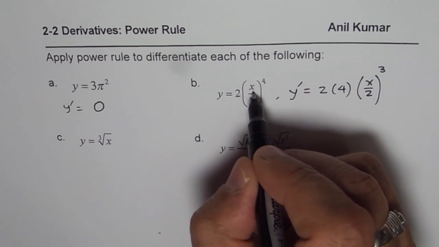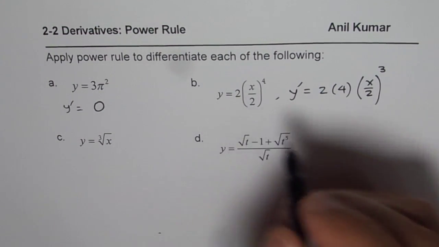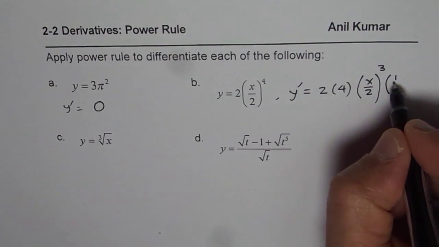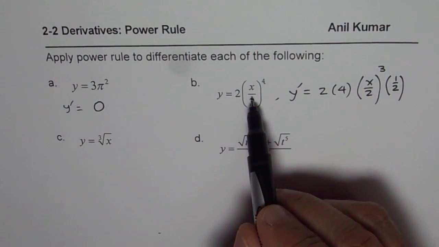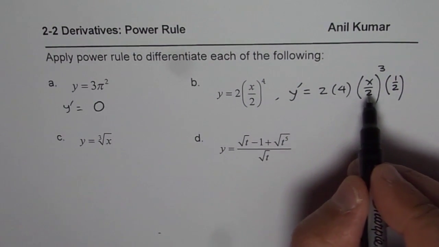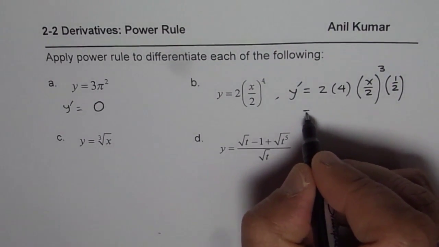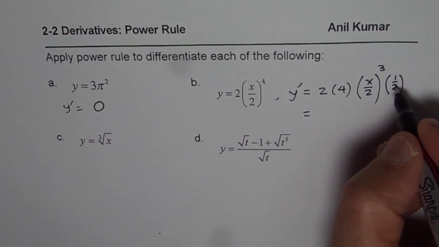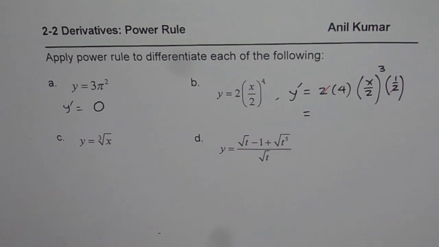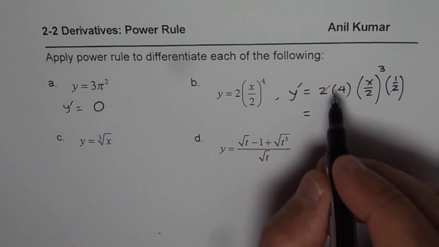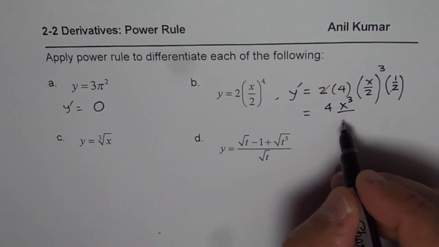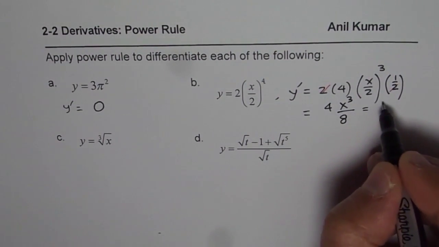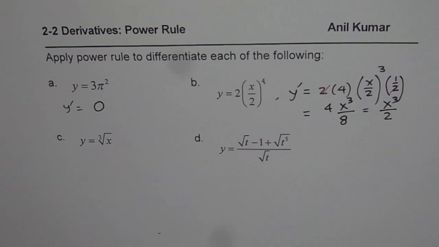So what is the derivative of x over 2? The inside function x over 2 has derivative half. So you have to multiply this by half. So this is important. You have to multiply with the derivative of the inside function also. Now let us try to simplify this particular expression. So y dash is 2 and 2, this 2 and 2 cancel off, and here we have 4. Remember, this 2 is cubed, so we have 4x³ divided by 2³, right? 2³ is 8, and therefore this answer will be x³ over 2. So that is the solution for part B.